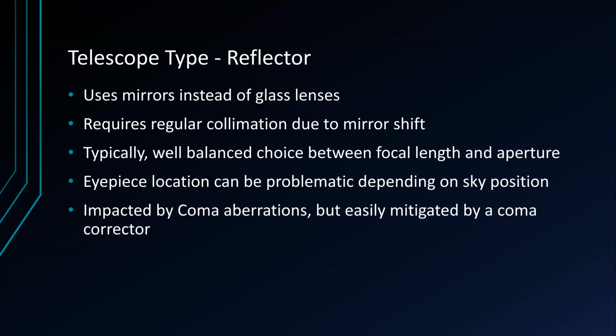Because of their cost and size, you can get a reflector or Newtonian at a higher aperture cheaper than you can get a refractor at that same aperture. So an 8-inch Newtonian will cost significantly less than an 8-inch refractor.